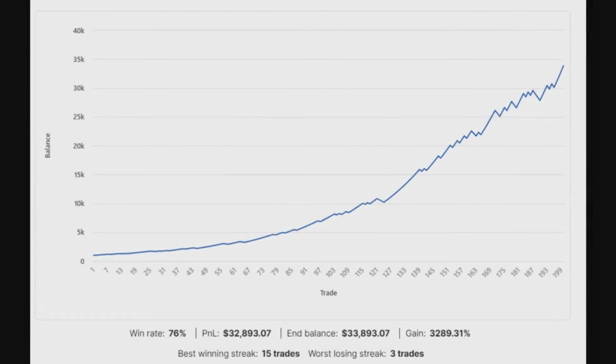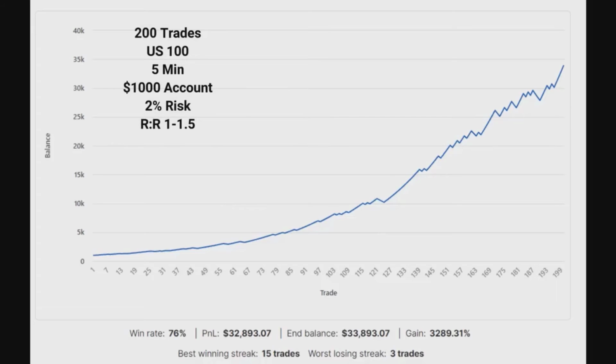I back-tested this strategy 200 times on the Index US 100, 5-minute time frame. I started with a $1,000 account, risking 2% per trade, with a fixed risk to reward target of 1 to 1.5. I only took valid trades that were applicable with the strategy requirements, and I also compounded the account. Let's take a look at these numbers here.